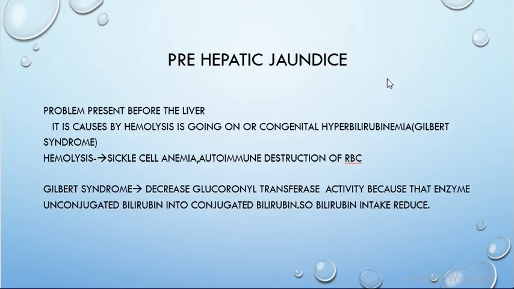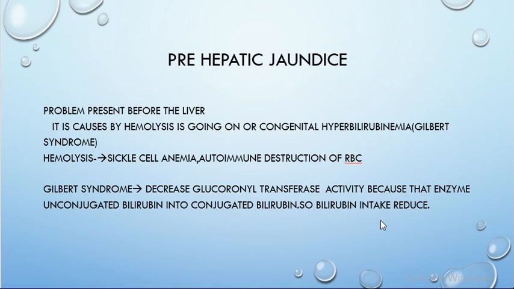Now I will talk one by one about what prehepatic jaundice is. Prehepatic jaundice is when the problem is present before the liver. Maybe it is caused by hemolysis going on, or a conjugation problem in which hyperbilirubinemia happens, like in Gilbert syndrome. Hemolysis happens in conditions like sickle cell anemia, in which the RBC shape is not good, and autoimmune destruction of RBCs, or in Gilbert syndrome, with decreased glucuronyl transferase activity.